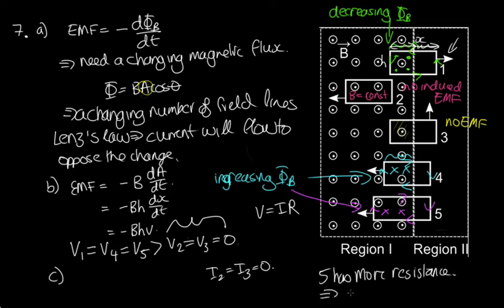So that tells us that the same V gives the same voltage, which implies less current. So the current around 1 will be the same as the current around 4, as they've got the same resistance and same voltage. That'll be greater than the current around 5, which is greater than the current around 2 and 3, which is equal to 0.